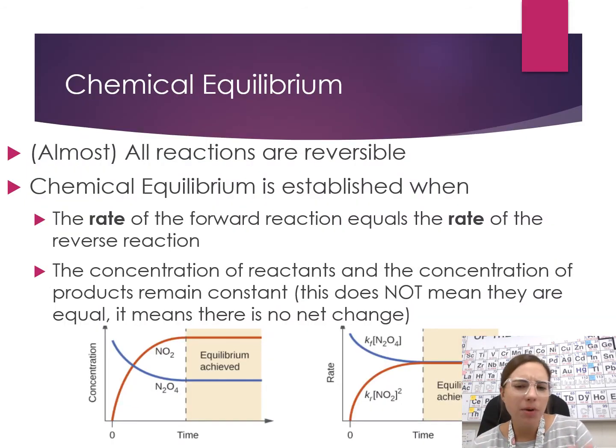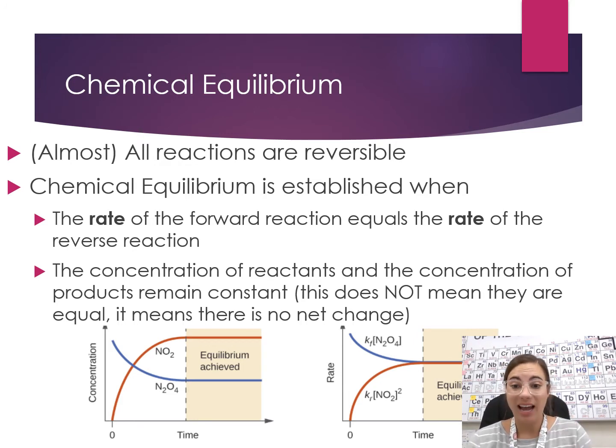So almost all reactions are reversible. The majority of reactions are reversible. What does reversible mean? They can go in the forward direction or the reverse direction. I say almost all. We talked about this in class. You can't unburn something. You can't unexplode something. But the majority of reactions are what we call reversible. So they can go in the forward and the reverse.